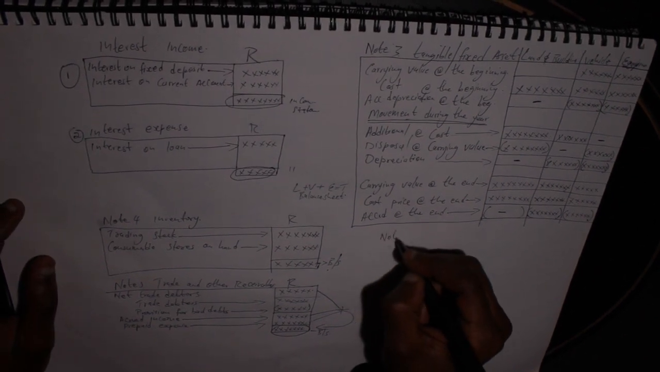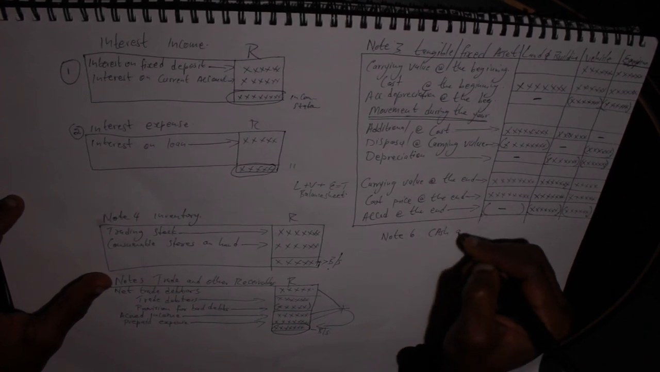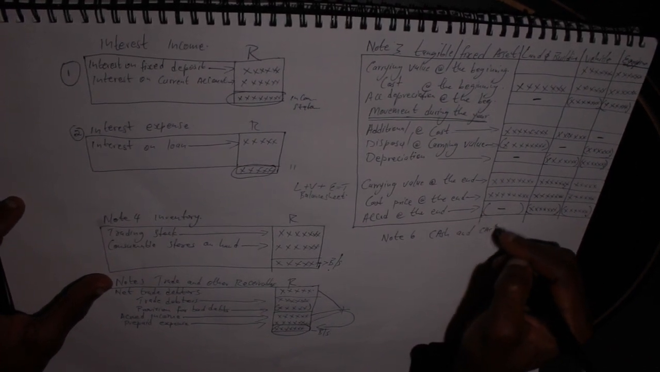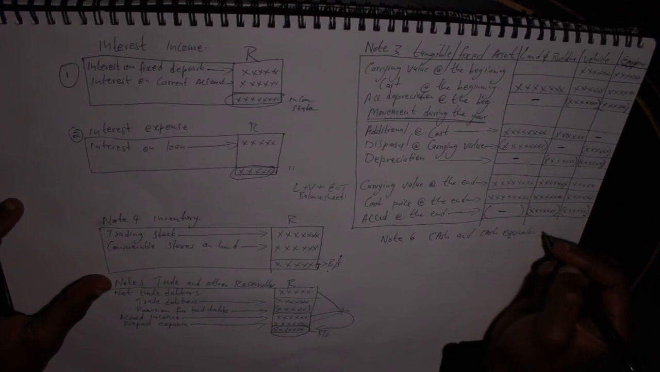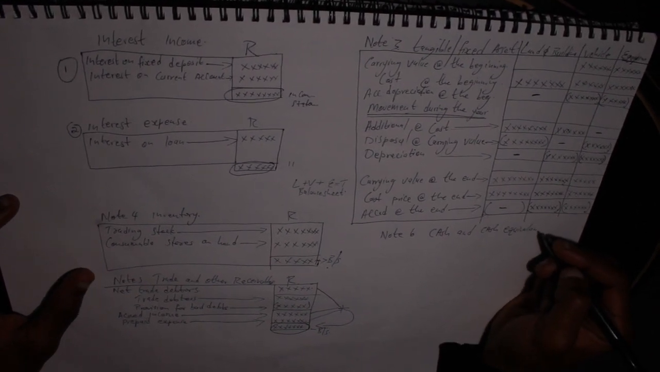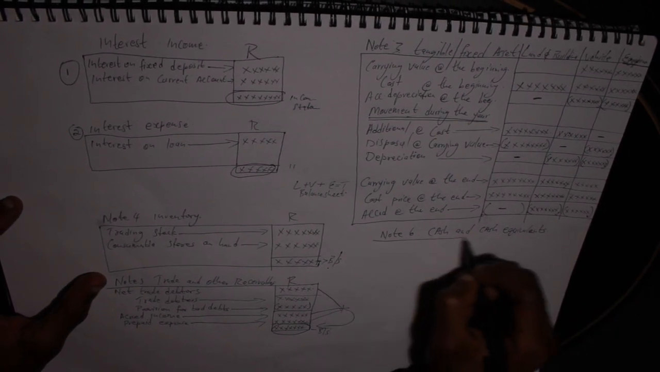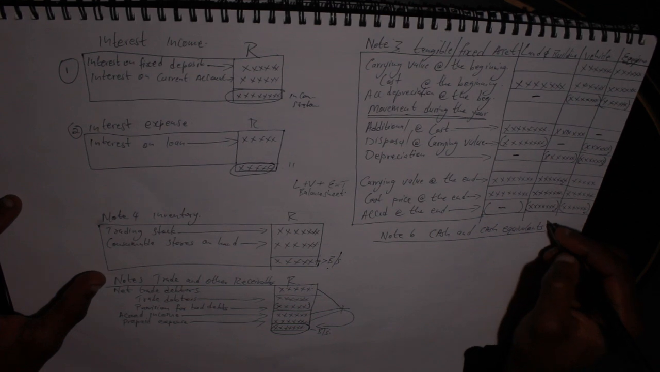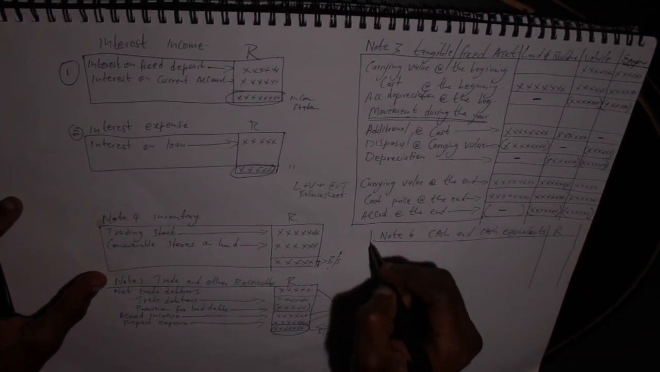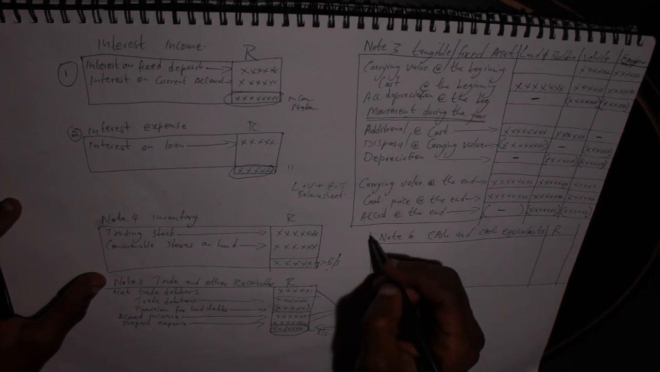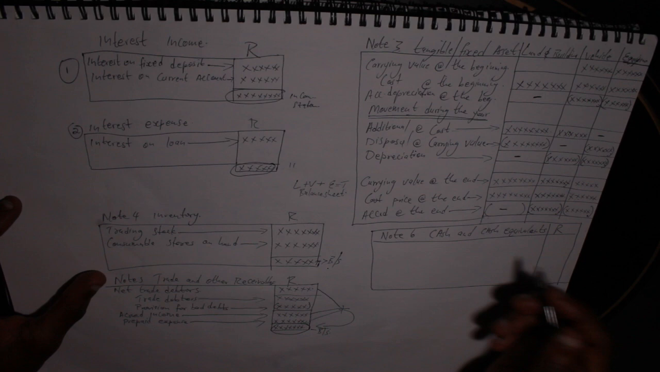Note 6. This is cash and cash equivalents. So I'm just going to draw a table there. I'm going to do a column there for an amount. It shouldn't be that big, but I'm just going to do my thing. Note number 6, cash and cash equivalents.